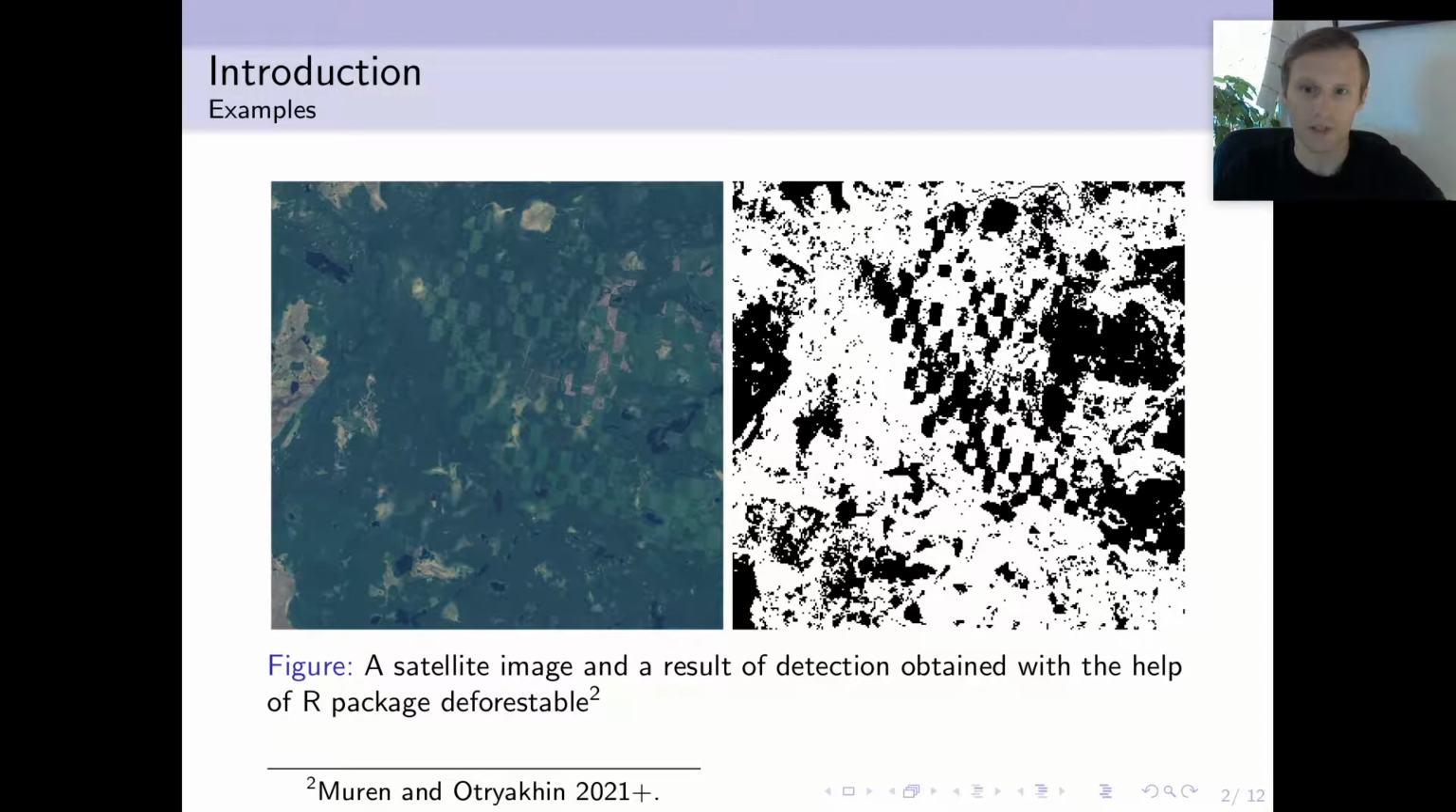First, we consider a practical example of deforestation detection. On the left-hand side, there is an image of some terrain apparently suffering from deforestation. And on the right-hand side, there is a result of detection produced by one of our methods. It's a black and white image where white corresponds to forest and black is used for everything which is not forest.